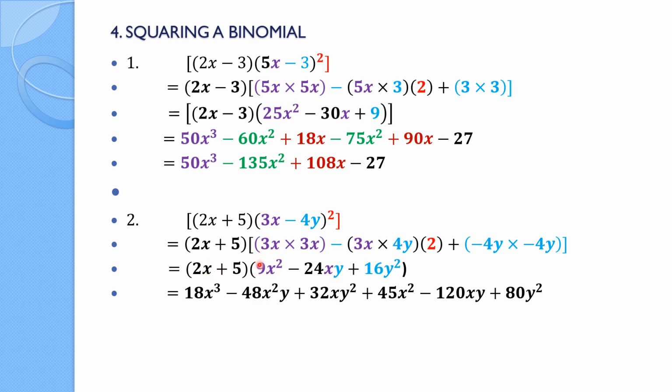Now, 2x times 9 gives me 18, x times x squared, 18x cubed. Then the 2x times the negative 24xy gives me negative 48, x times x gives me x squared, y. 2x times 16, which gives me 32xy squared. There, 5 times 9, which gives me 45x squared. 5 times negative 24, which gives me negative 120xy. And then 5 times 16, which gives me 80y squared. If you look there, there are no like terms.